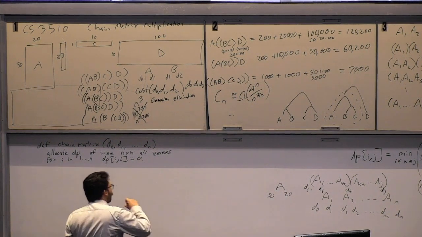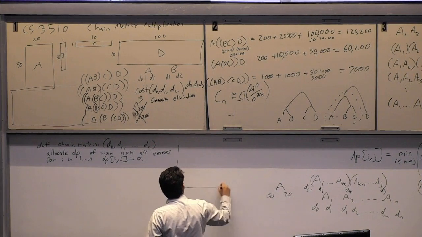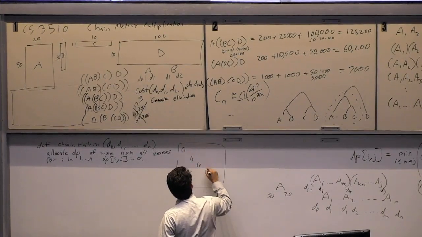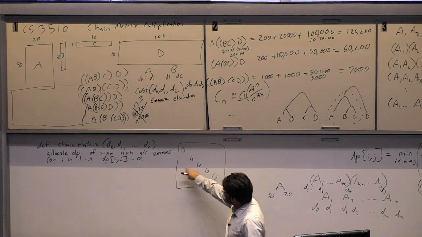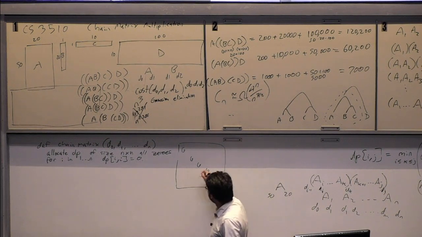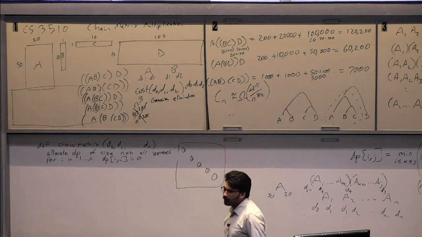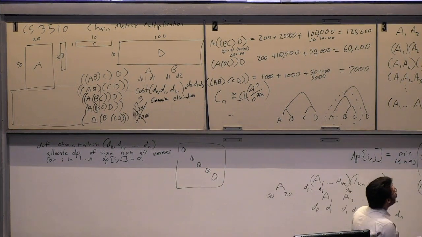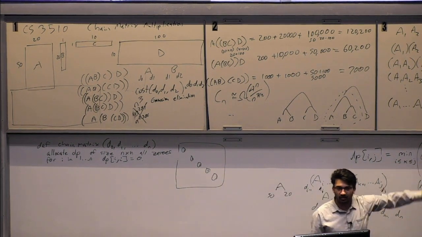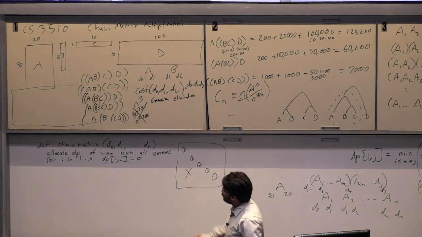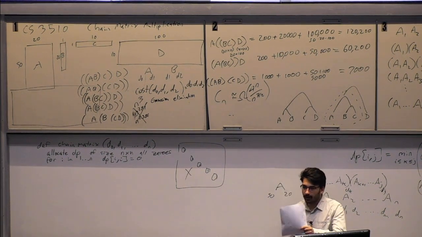Now, what's the way you want to fill in the table, right? This portion of the table is for i greater than j. But by the definition of the subproblem, we assume that i is less than or equal to j. So this whole part of the table will not be filled in, right?